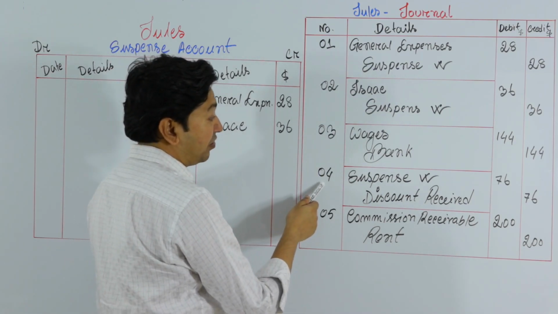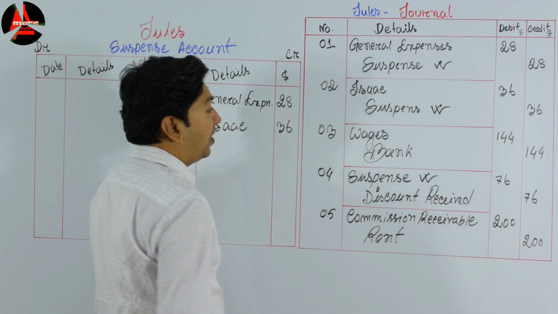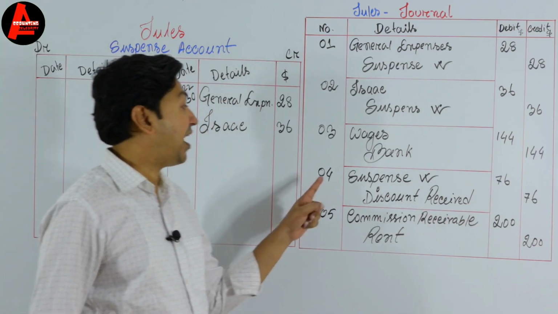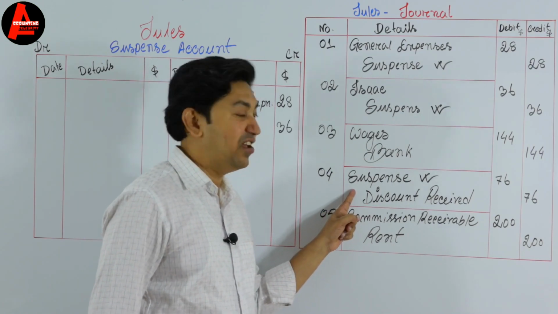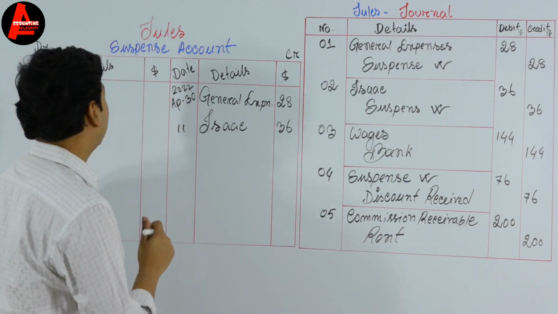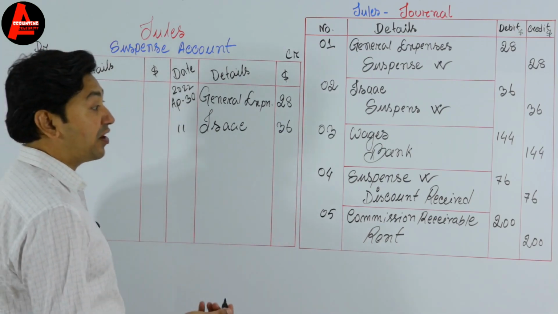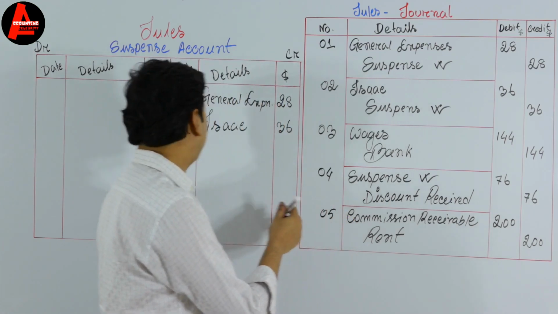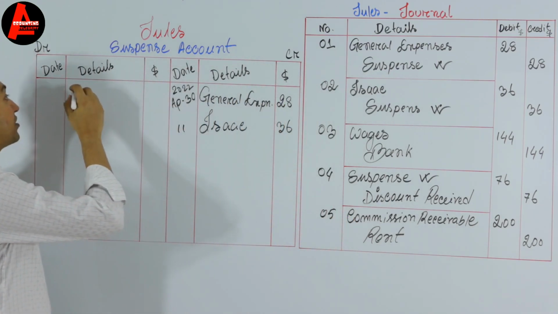The fourth one will appear because here we have suspense. It is $76, but here the suspense account is debited. So we will come on the debit side, not here. What account will we write? The corresponding account, which is discount received. So let us write here discount received.